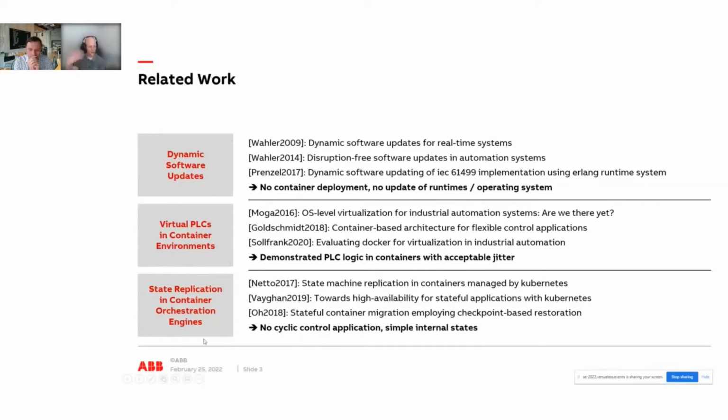And then from the other side, from the container orchestration engines and Kubernetes and so on, there are also a few works which deal with state replication. Because if you want to update something and you want to move to an updated container, then you need to replicate the state between containers. And there are a few works there which are not from the industrial automation domain. For example, there are ones for video streaming applications. So they have a little bit different context, and they have much more simple internal states. For example, they transfer just the position where you are in a video, and that's very simple data.